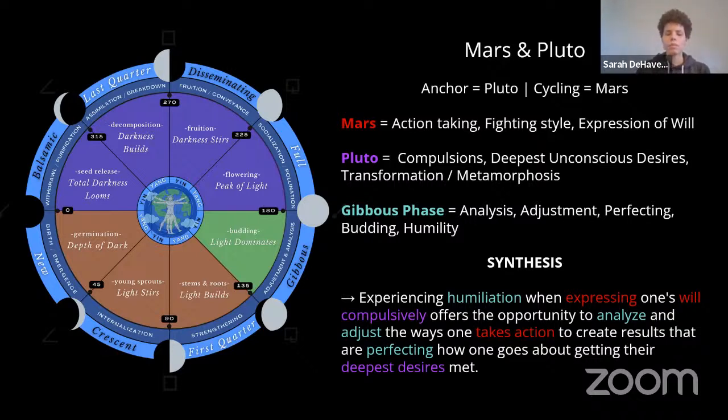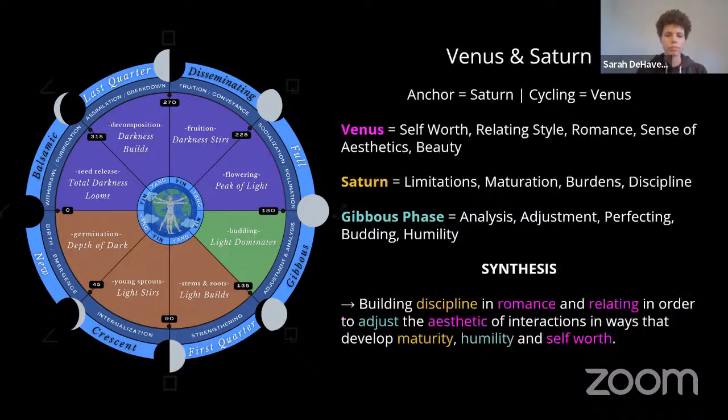So a healthy way to experience it would be using the data we receive and even humiliation to learn how to adjust and perfect what it is we're trying to bring forth, right? What we're trying to really bring forth and experience as far as Pluto goes, getting their deepest desires met. Venus and Saturn synthesis could look like this. And again, those keywords are analysis, adjustment, perfecting, budding, and humility.